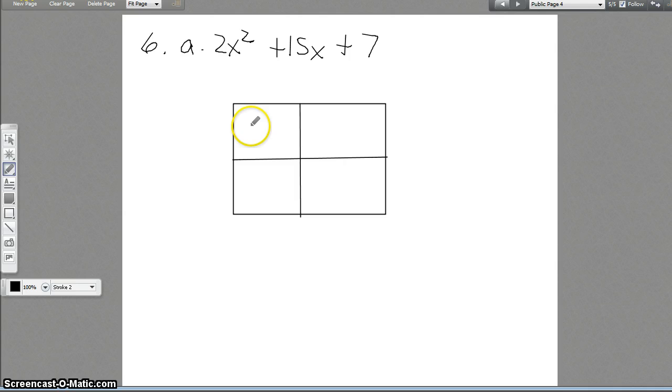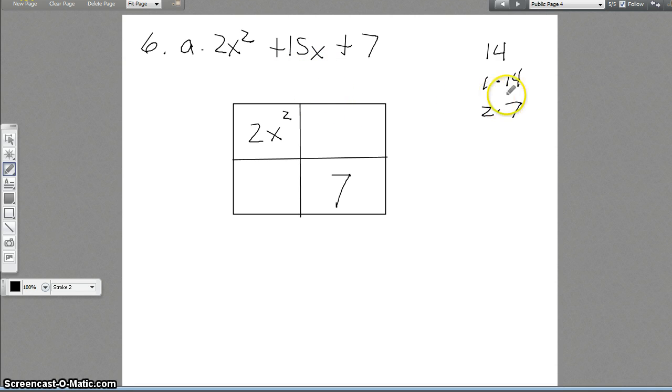Okay, we know that our top left box is going to be 2x squared and our bottom right box is going to be 7. What we have to do now is multiply the numbers in these two boxes together. 2 times 7 is 14. And now we write down all the factor pairs that can make 14. 1 times 14 or 2 times 7. Okay, our 7 is positive, and that means we can get that only by multiplying either 2 positive numbers or 2 negative numbers. Since our middle term is positive, that means we must have 2 positive numbers.